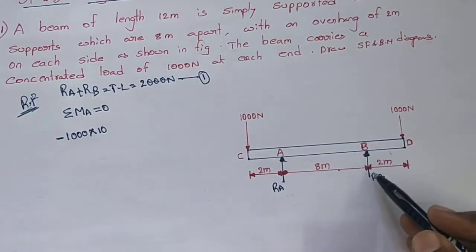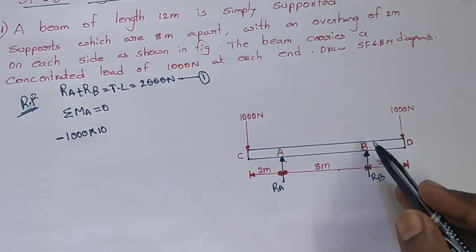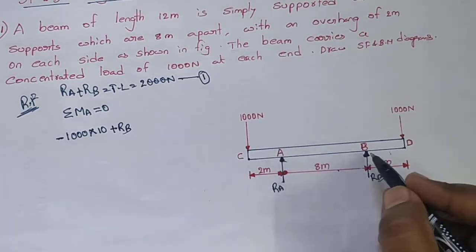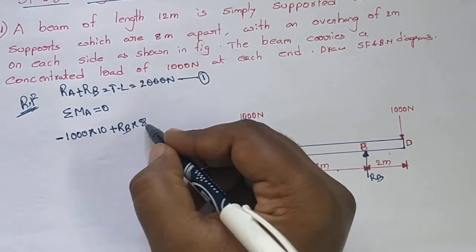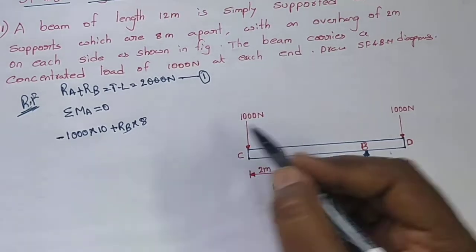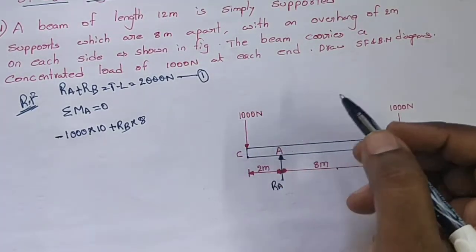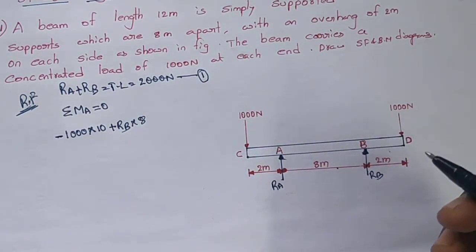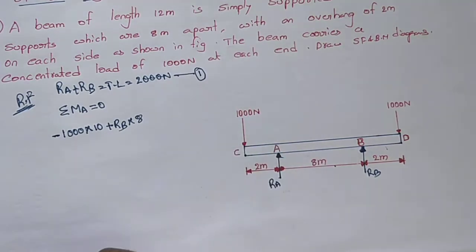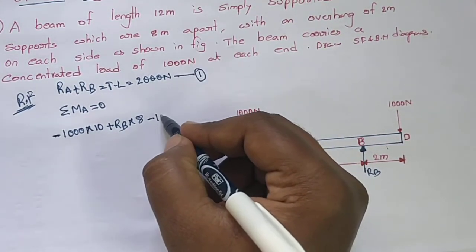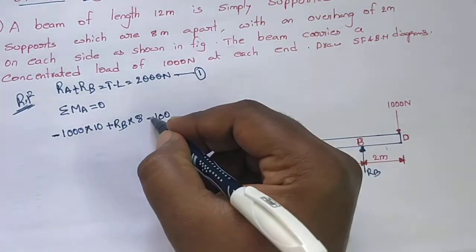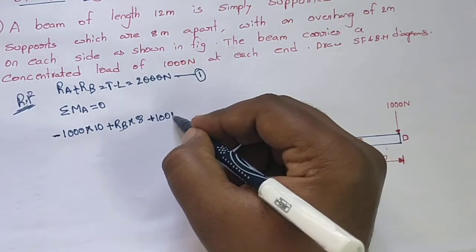Next, the reaction force RB is acting in the anti-clockwise direction, so it is taken as positive, that is RB into the distance from this point to this point, 8 meters, so RB into 8. Load into distance is known as moment. Next, on the right side there are only two forces. The left side of the support has one force, that is 1000 newtons. It is acting anti-clockwise, so it would be taken as negative for the left side, because the signs change. Sorry, plus 1000 into 2.